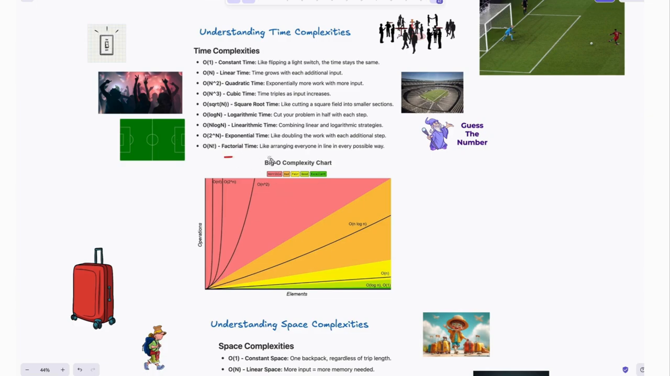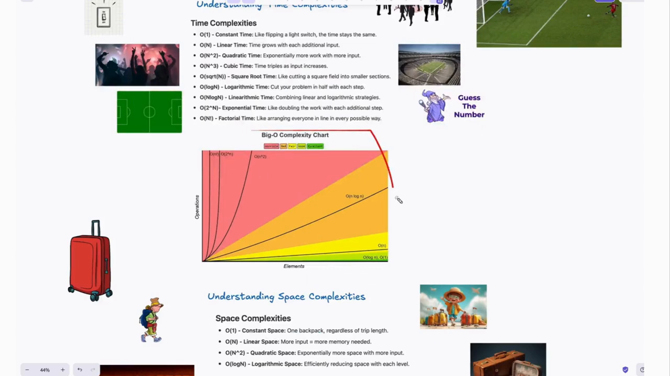Next up is factorial time. Imagine you're trying to arrange a group of people in every possible order. If you have 5 people, there are 5 factorial or 120 possibilities to arrange them. This is factorial time complexity, where the number of possibilities grows extremely fast. With just 10 people, the number of possible arrangements skyrockets up to 3.6 million. Algorithms with factorial time complexity become impractical for larger inputs because the work required explodes quickly, right?